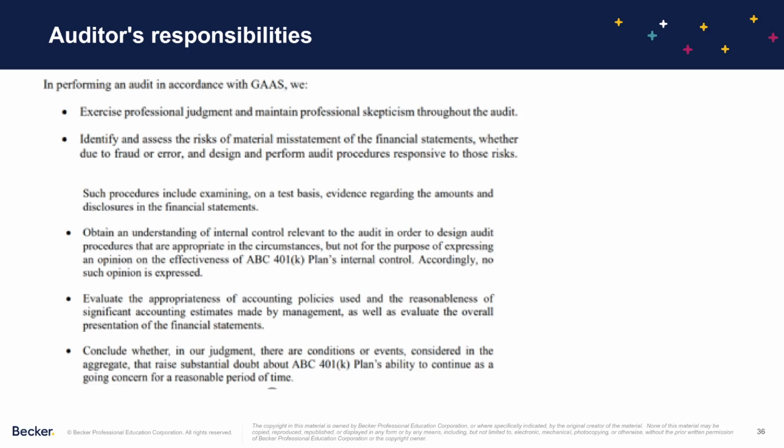So we're going to exercise professional judgment and maintain professional skepticism, identify and assess the risk of material misstatement, obtain an understanding of internal controls, and then evaluate the appropriateness of accounting policies, and then conclude regarding whether there are conditions or events that raise substantial doubt. So no material changes between SAS 134 and SAS 136 in this section either.